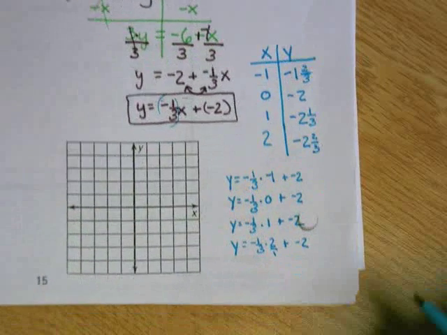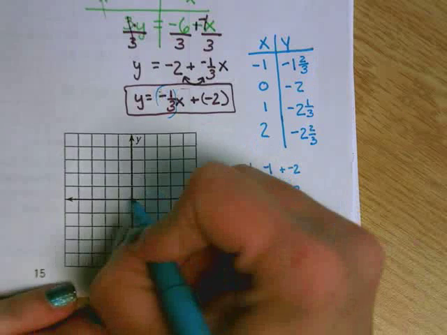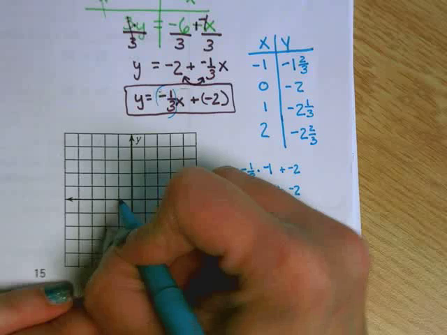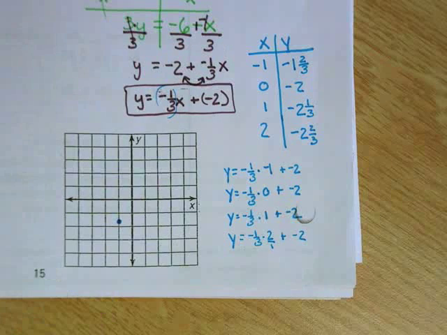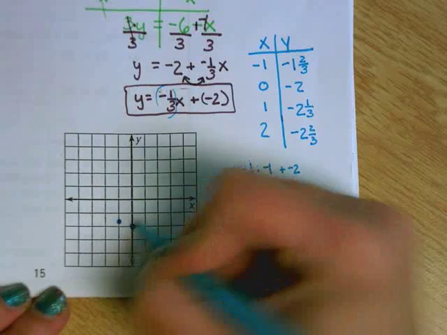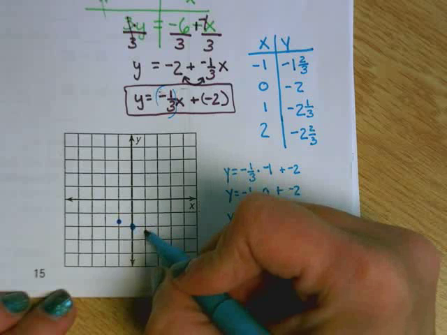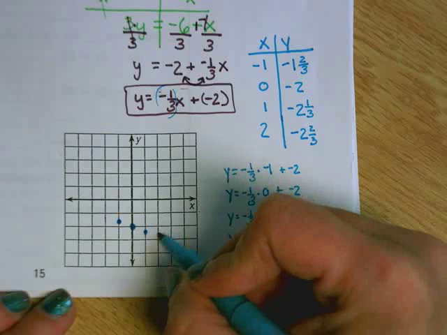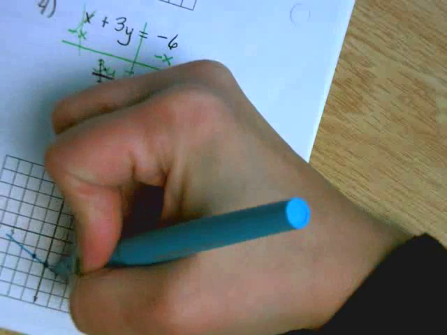And if we were to graph this, let's give it a try. We can estimate the best we can with 1/3 and 2/3 on the graph. Negative 1 for x, negative 1 2/3-ish for y. 0, negative 2 right here. 1, negative 2 1/3, and 2, negative 2 2/3, something like that. This is not a very steep line.